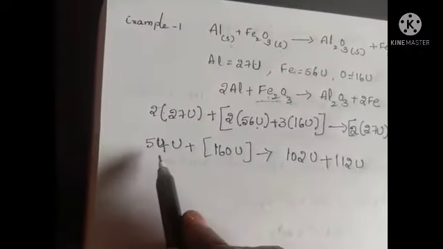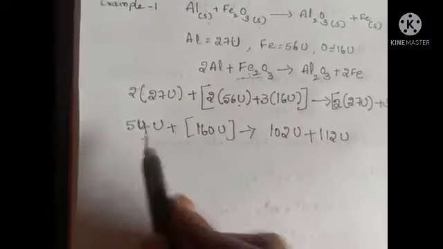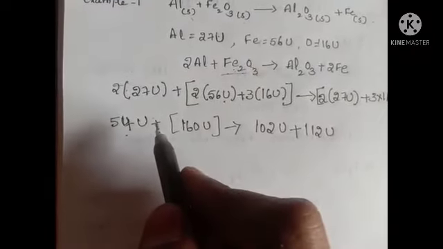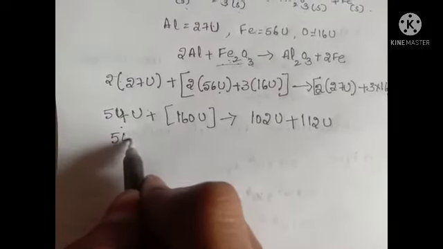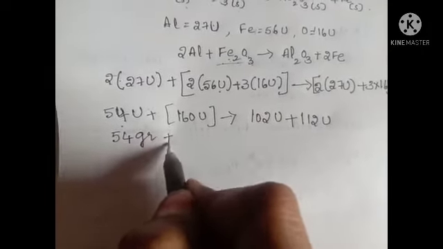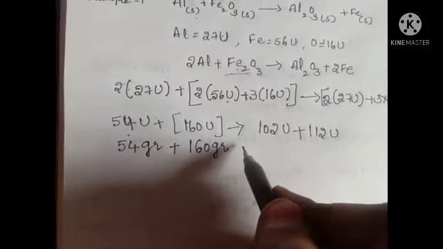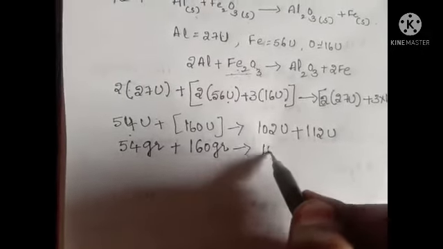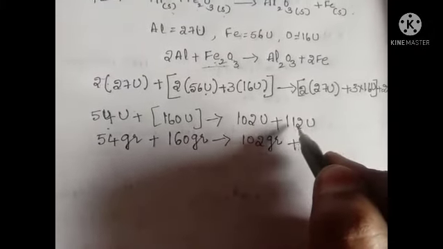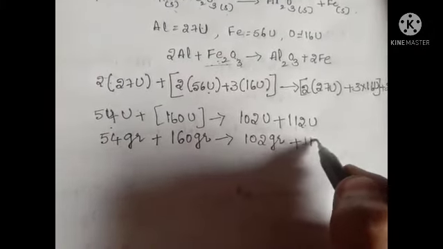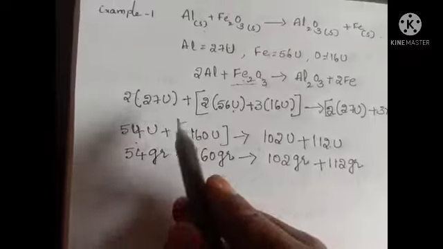Listen carefully here. 54 units: we change to grams. We want the mass, or weight; mass means, in common language, the weight. We change to grams: 54 grams plus 160 grams of ferrous oxide gives 102 grams of aluminium oxide plus 112 grams of ferrous. Now we change to moles.